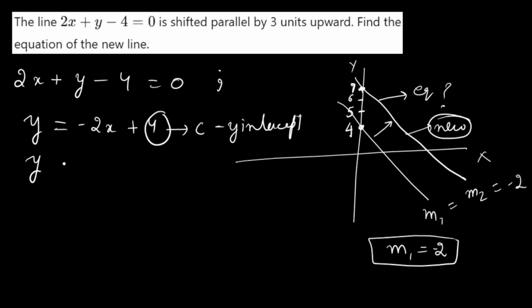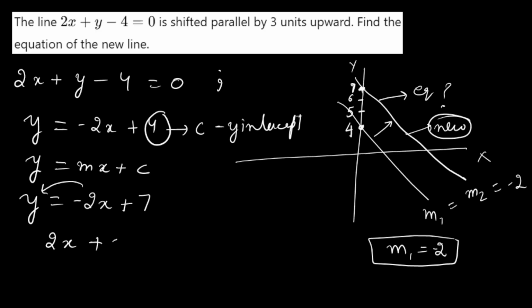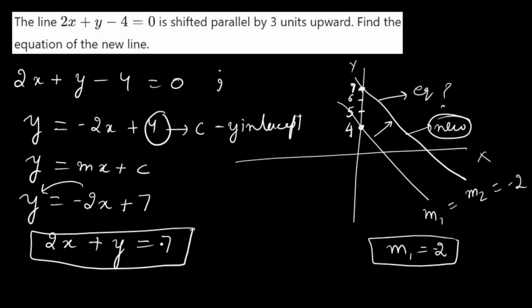If I use the form y equals mx plus c, the equation of the line will be y equals minus 2, the value of m, times x as it is, plus the y-intercept's value 7. So y equals minus 2x plus 7, or I'll shift 2x to the other side. So 2x plus y equals 7 is the required equation.